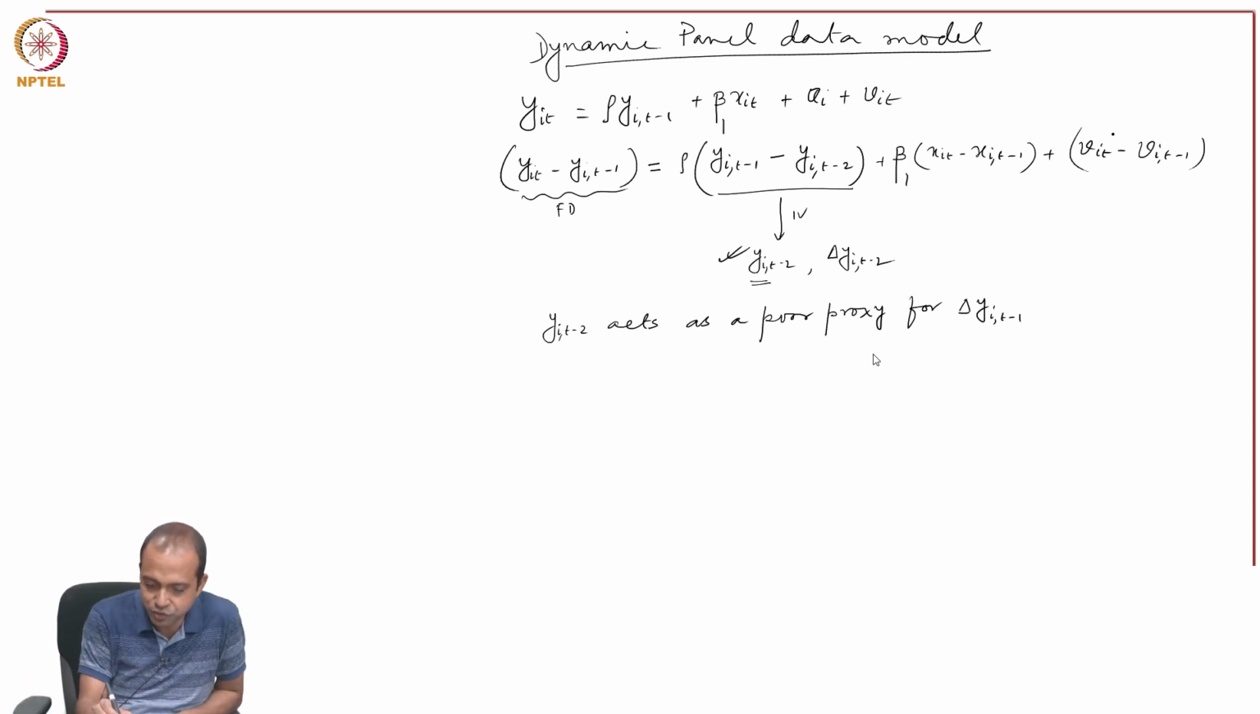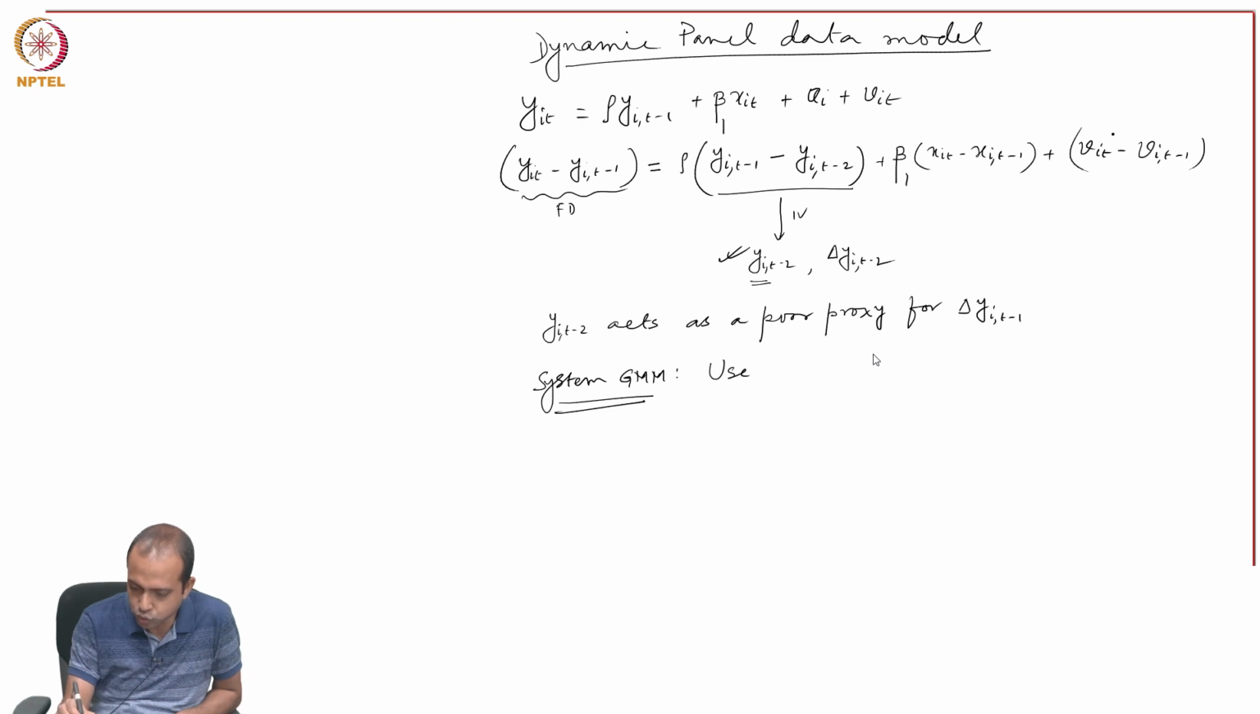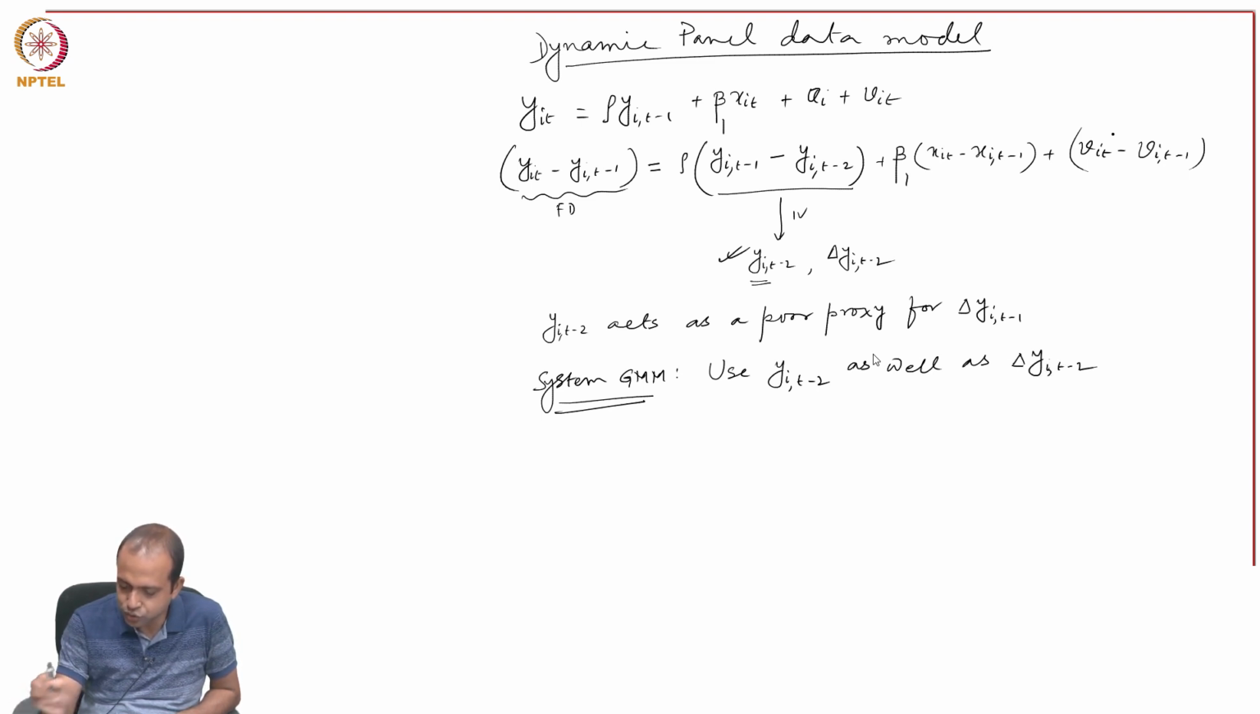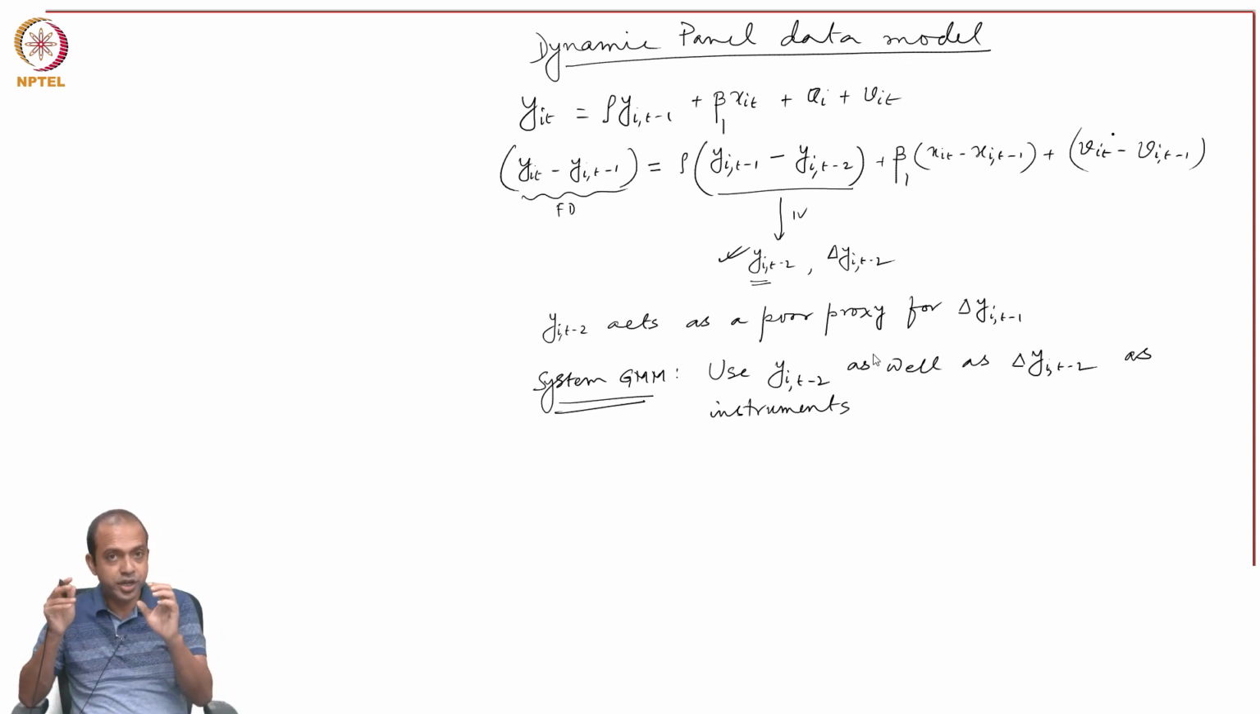So, the solution is the system GMM. System GMM, that means use Y_it-2 as well as delta Y_it-2 as instrument. So, that means what we are doing here, we are considering both the level equation as well as the difference equation as a system of equations.